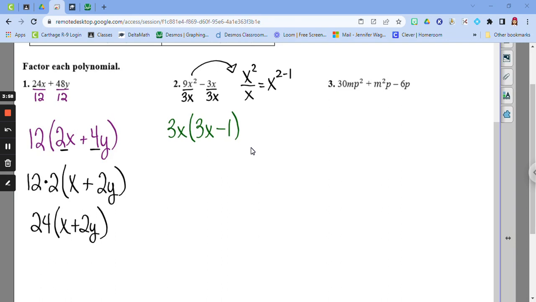All right, for number 3, I have 30, 1, and 6. So there's nothing I can work with there. Variables, do they all have an M? Okay, so that's out. What about P? Okay, I have 2 here on the first one, 1 on the second, and 1 on the third. So how many can I grab? 1.